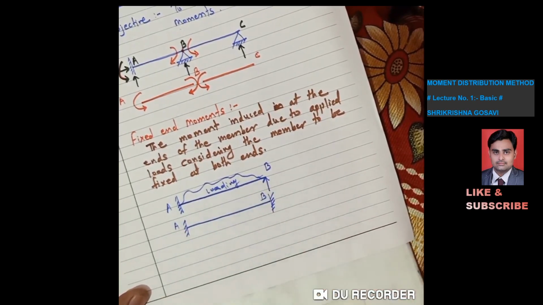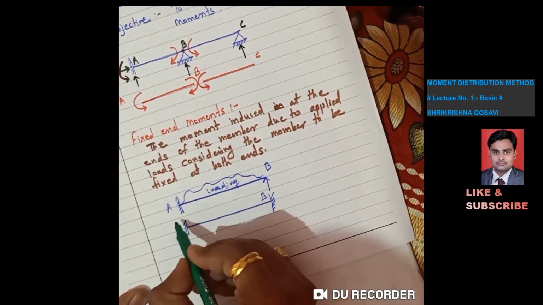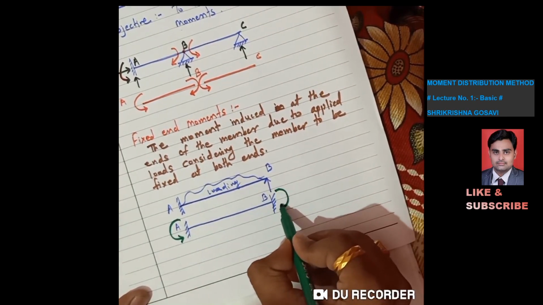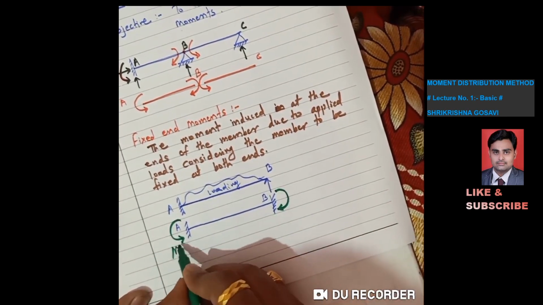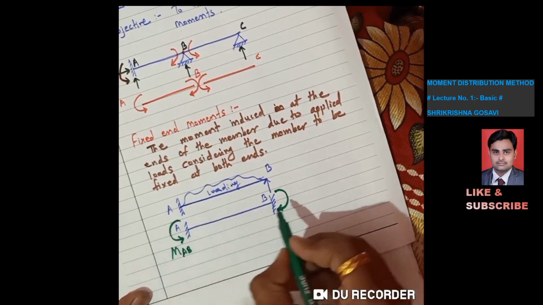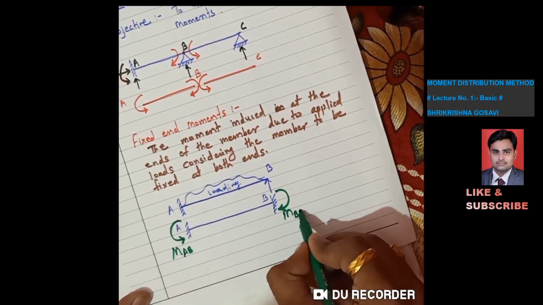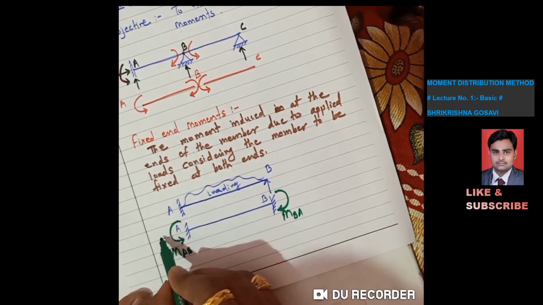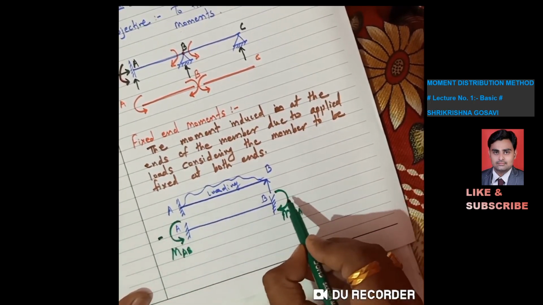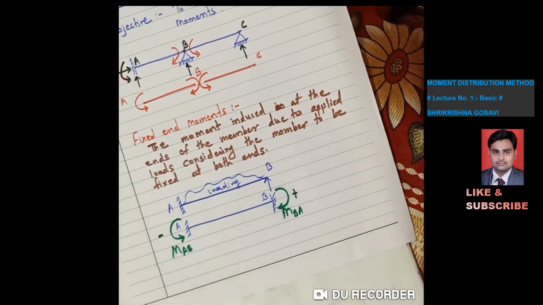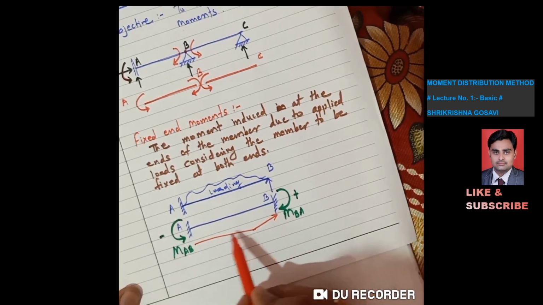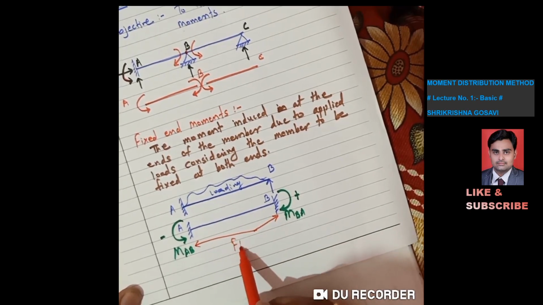And due to this applied load, some movement is generated here at this point A, and some movement is generated here at point B. This moment is called MAB and this moment is called MBA. This is an anticlockwise moment, so we will consider this moment as negative. This is a clockwise moment, so we consider this moment as positive. So these two moments, MAB and MBA, are called fixed end moments.